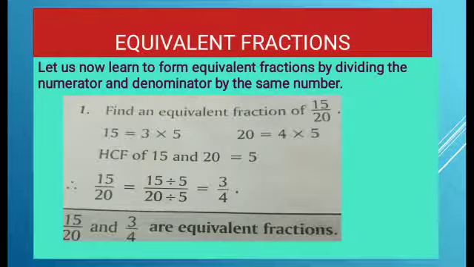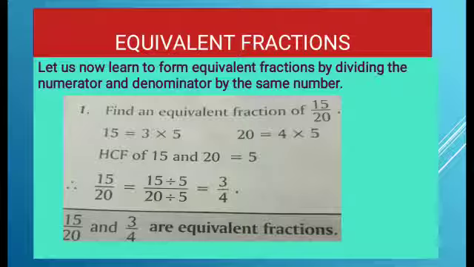Let us now learn to form equivalent fractions by dividing the numerator and denominator by the same number. Example: find an equivalent fraction of 15 upon 20. The prime factorization of 15 is 3 multiplied by 5, and the prime factorization of 20 is 4 multiplied by 5. Highest common factor of 15 and 20 is 5.